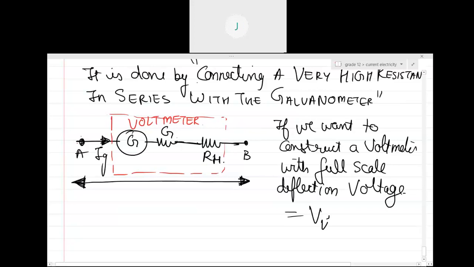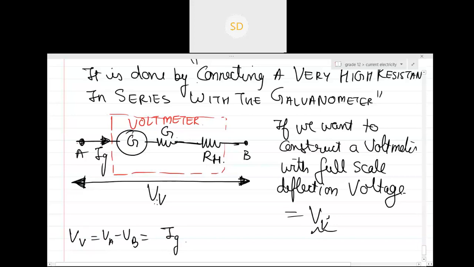Please remember, a voltmeter will always measure the potential difference applied across these 2 points, right? So if you want the potential difference to be full, which is equal to VV, that should be the potential difference. So here in this case, VV is basically VA minus VB, and I can apply open circuit Kirchhoff.